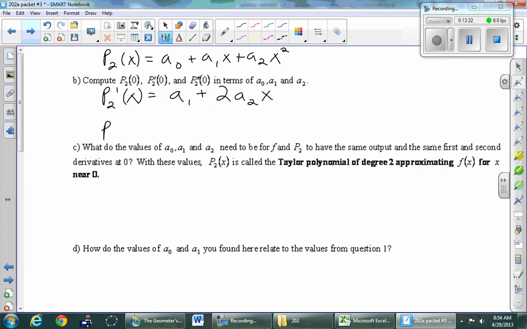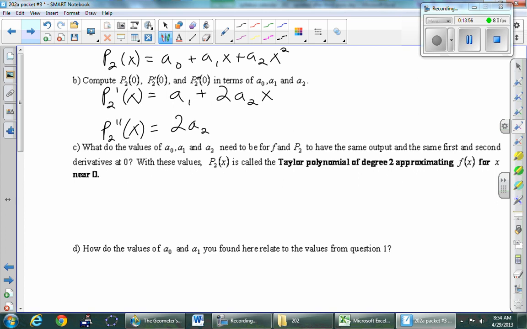Okay, this is so much fun. Let's find one more derivative. What's the derivative of a sub 1? 0. The derivative of 2a sub 2x? 2a sub 2. So far, so good. Any questions on our derivatives?